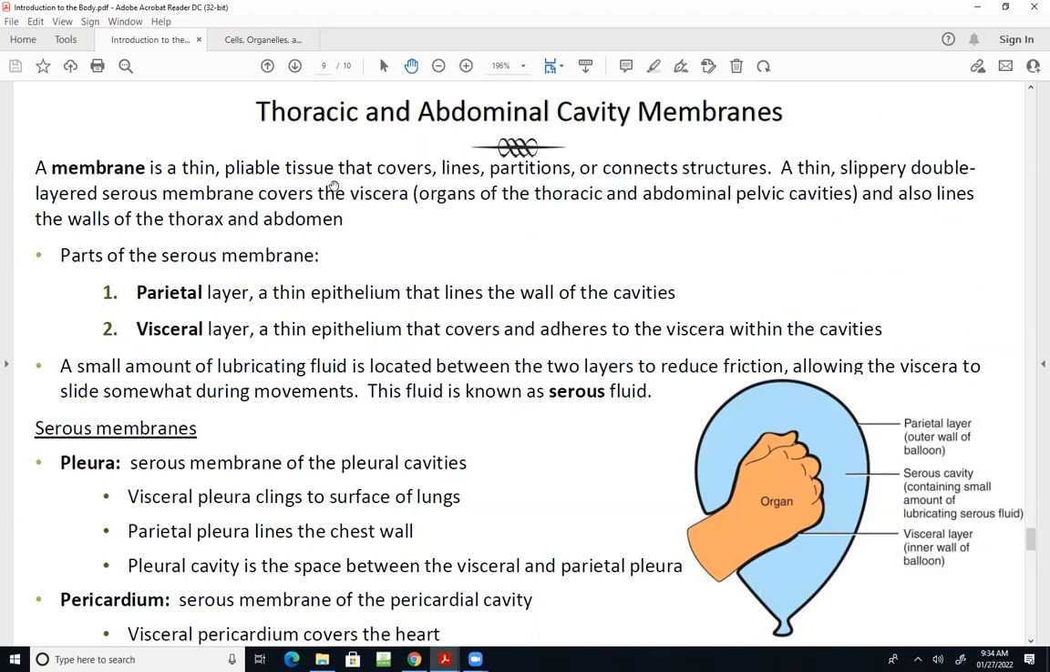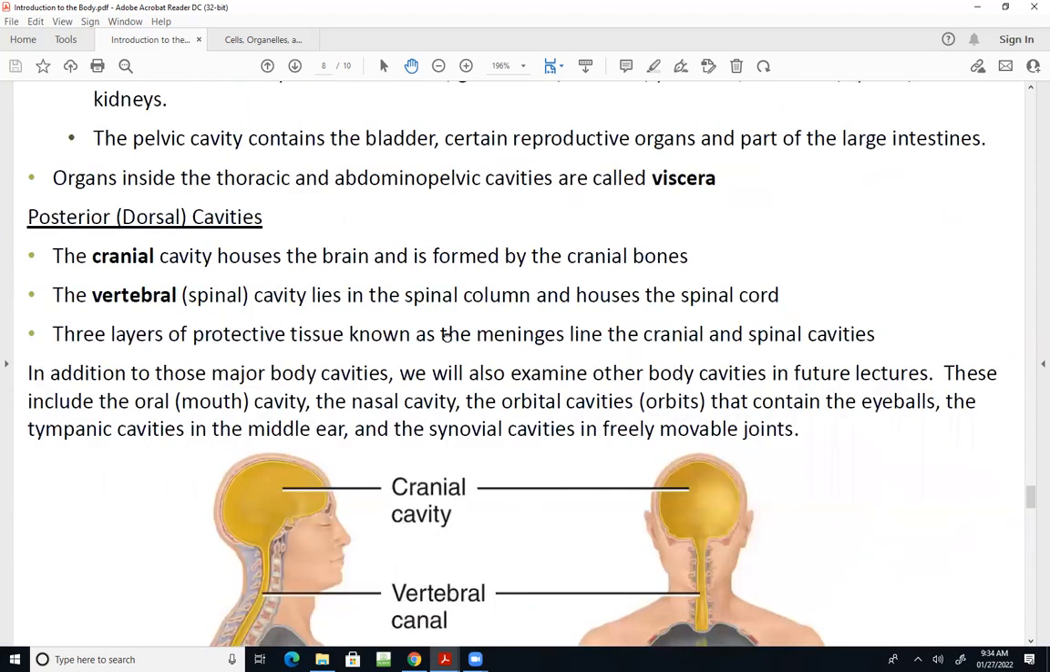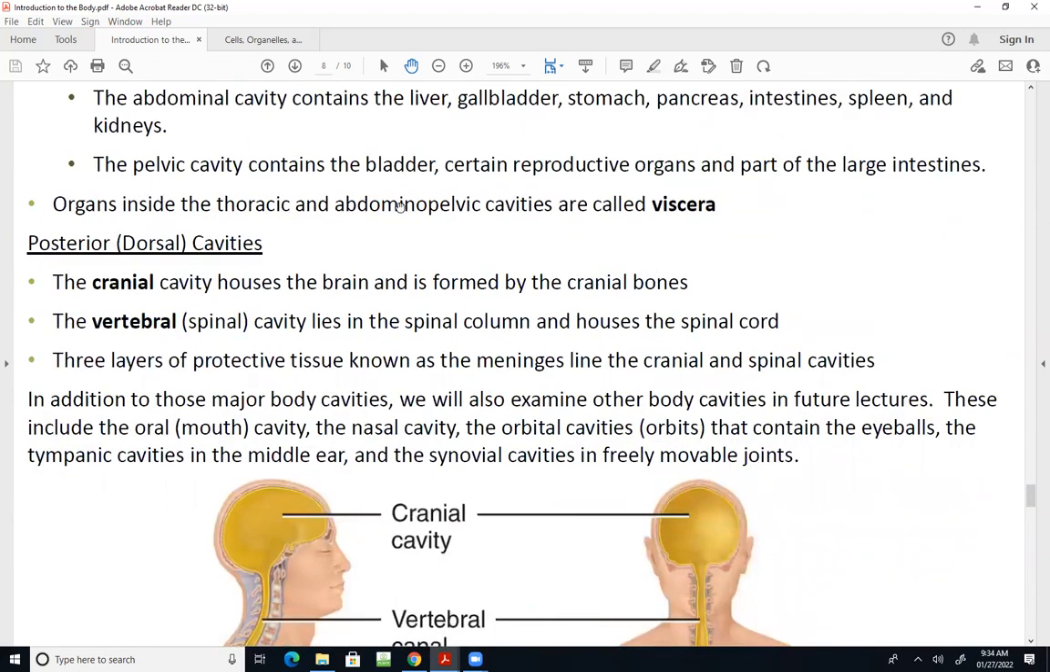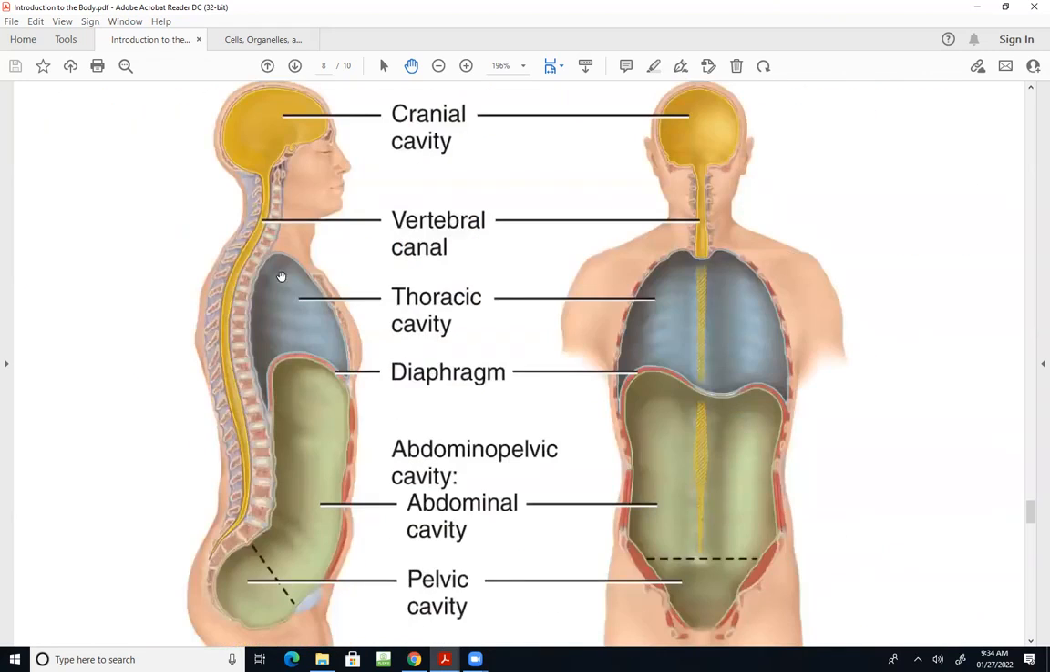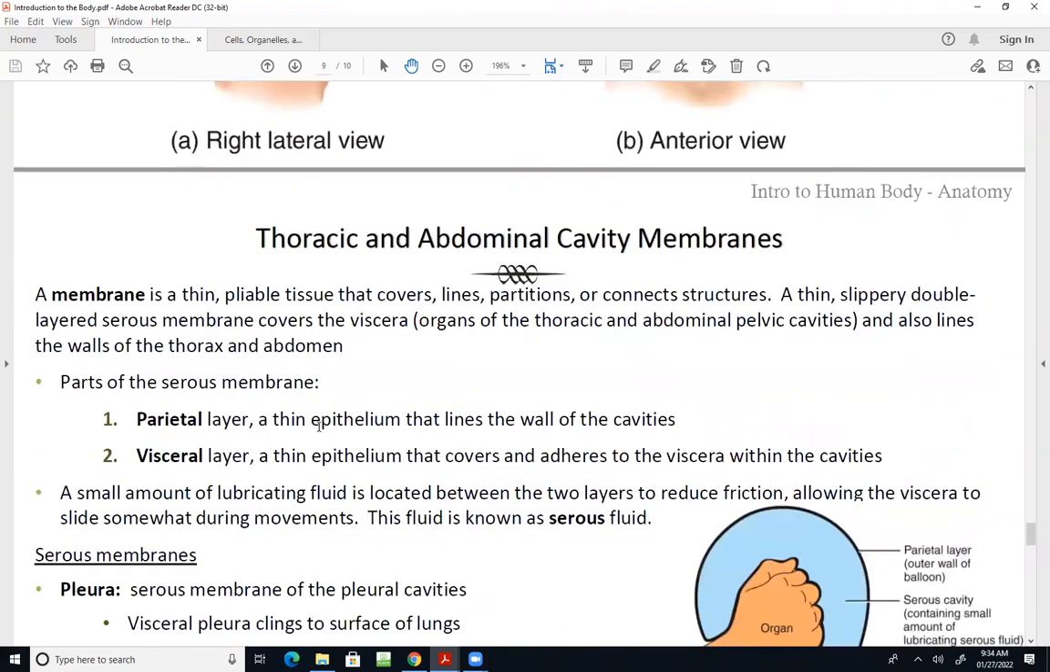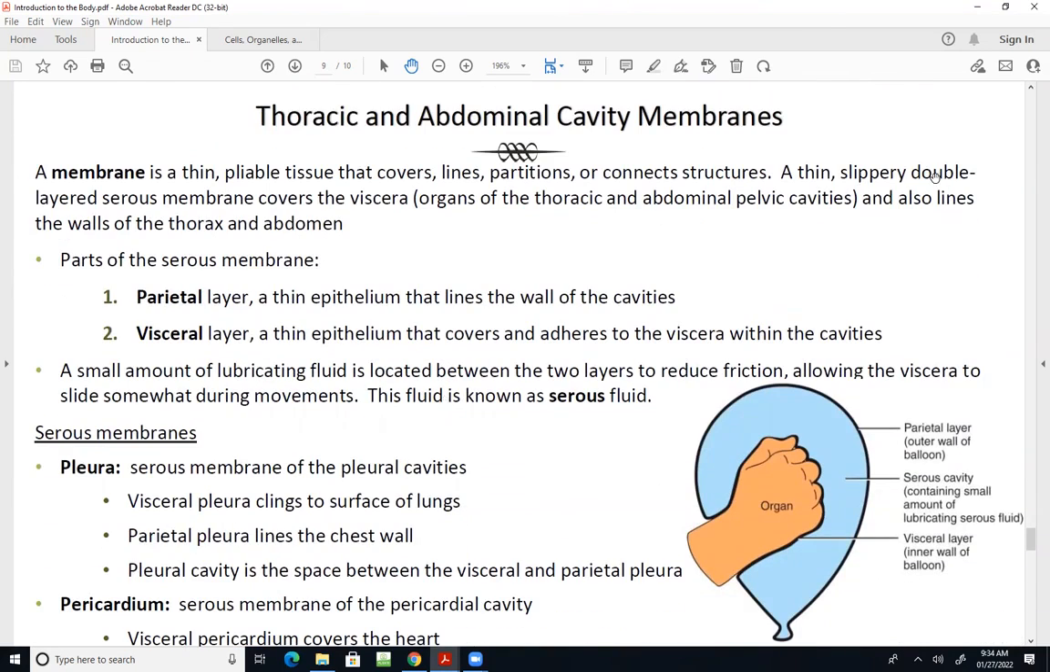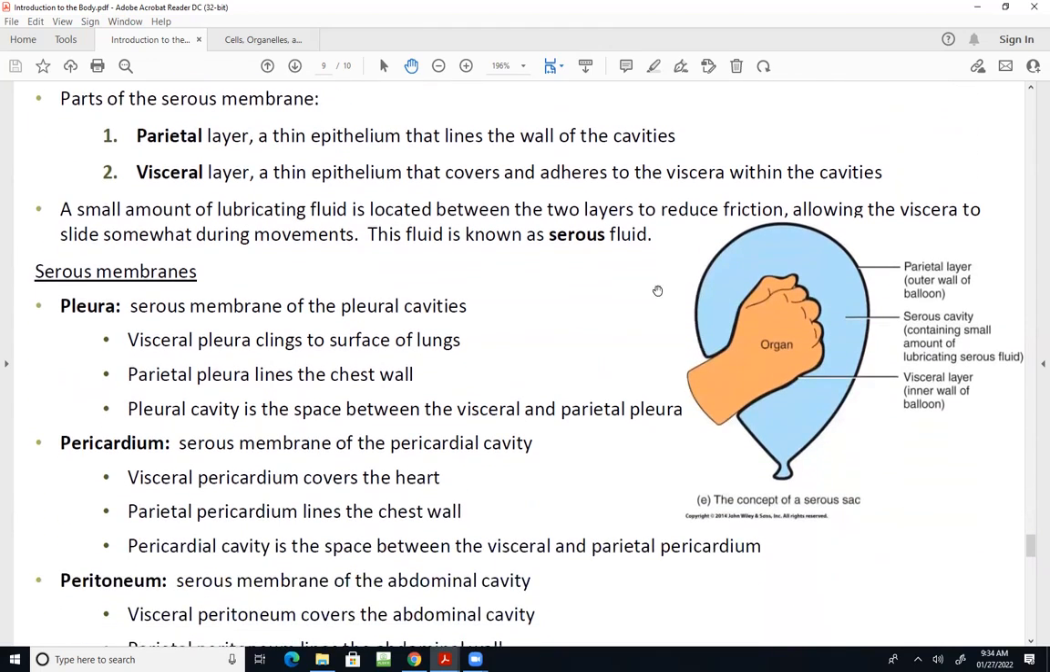There's a thin, slippery, double-layered serous membrane that covers the viscera, which we learned the other day. The word viscera refers to the organs of the thoracic and abdominal pelvic cavity. So, like the organs in your chest and your belly. It's a double-layered membrane, so that means that there are two layers. One of the layers lines the walls of the thorax and the abdomen, and then the other layer is going to cover the organs. Those two layers are a parietal and a visceral layer.